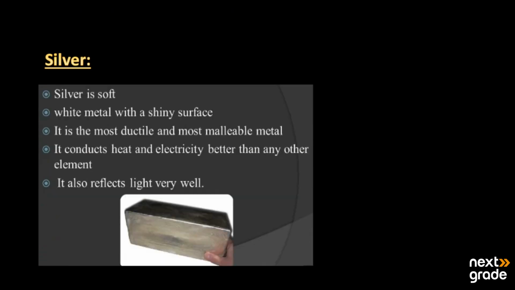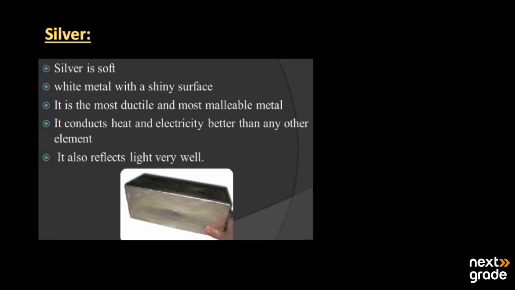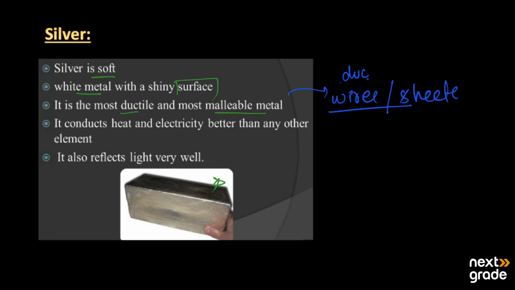Then we have the properties of silver. Silver is soft. It is a white metal with a shiny surface. This is a picture of silver. It is the most ductile and the most malleable metal. Ductile and malleable mean it can be easily converted into wires as well as into sheets. So this is called ductility and this is called malleability.